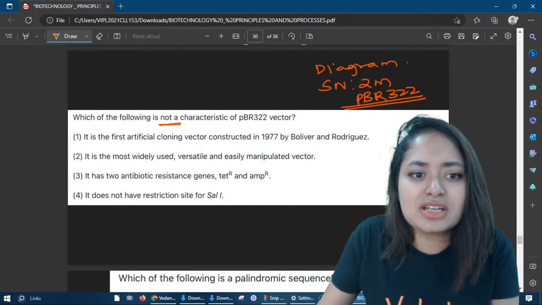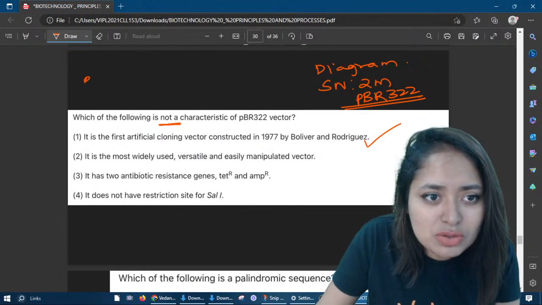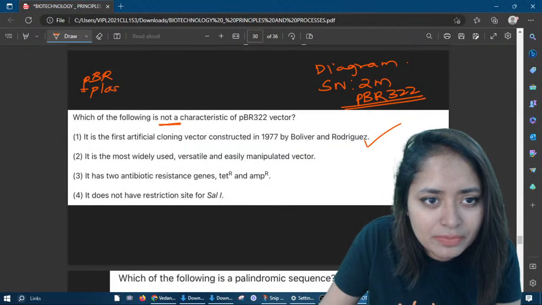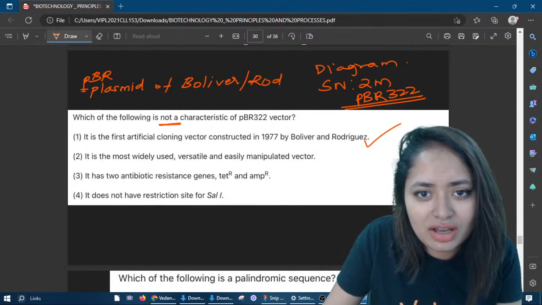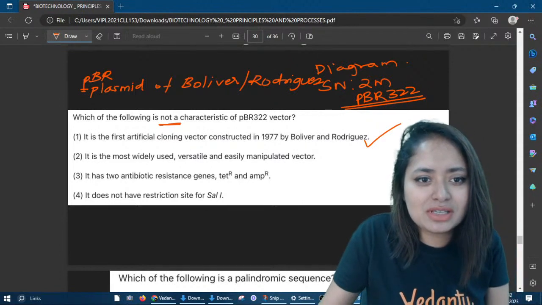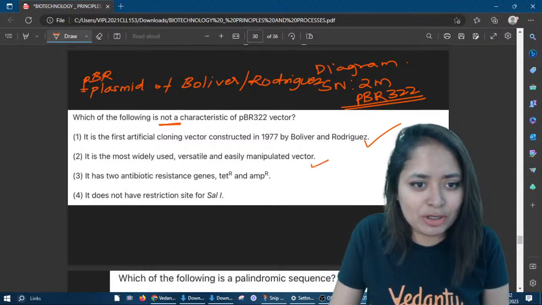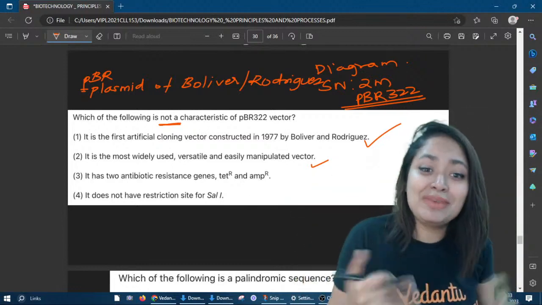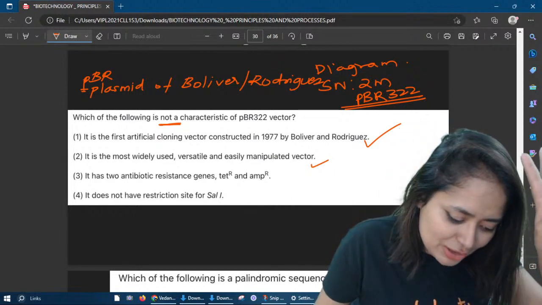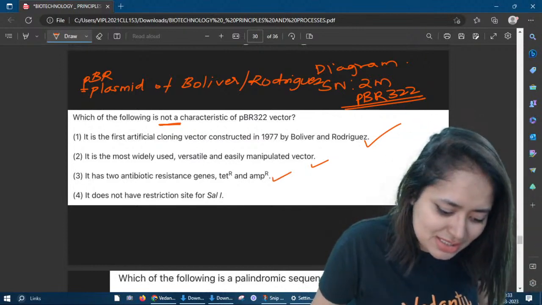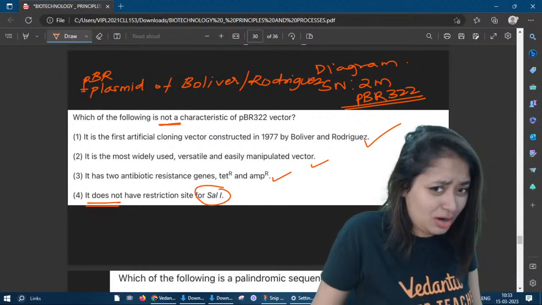What are you doing? It is the first artificial cloning vector constructed in 1977 by Bolivar and Rodriguez. That is correct. PBR full form is plasmid of Bolivar and Rodriguez. It is the most widely used, versatile and easily manipulated vector. It is. Arre, it is very widely used and versatile. It has 2 antibiotic resistance genes, tetracycline and ampicillin. That is true. And finally, it does not have a restriction site for Sal1. It does not? Of course it has.